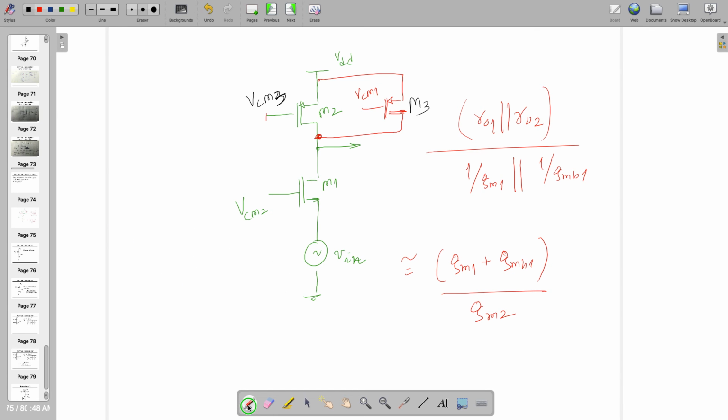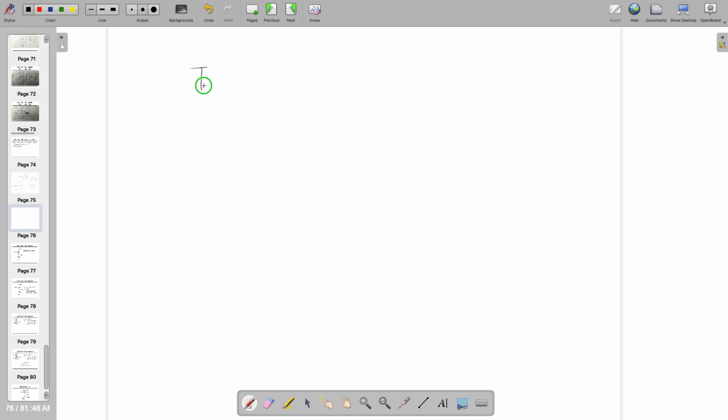Yeah, yeah, RO1. Right? So it's very easy, right? Now notably we have to understand, there are two configurations we have studied.